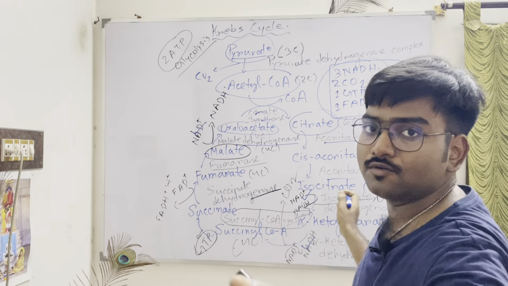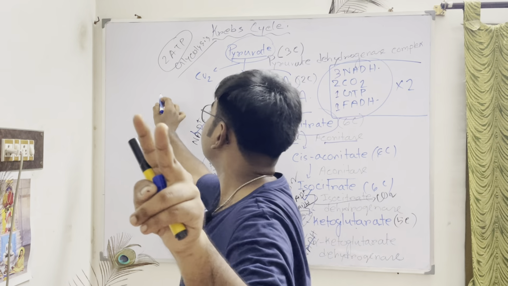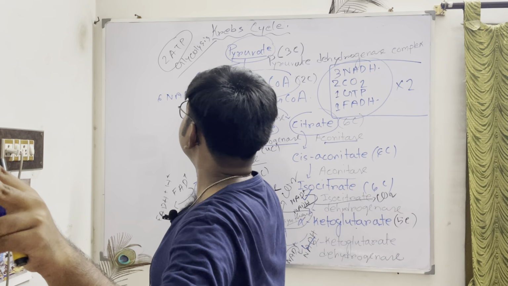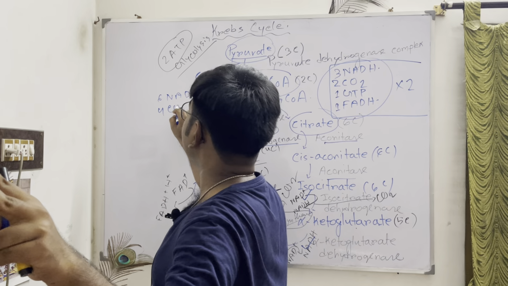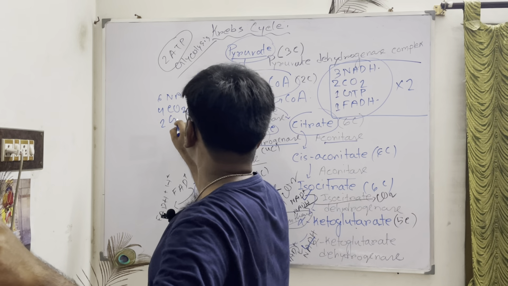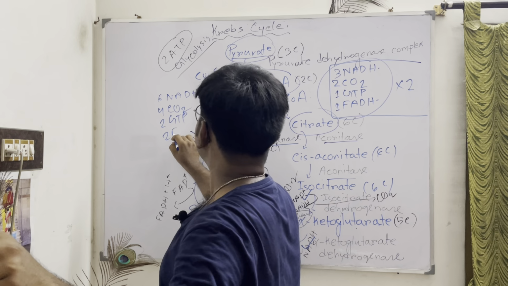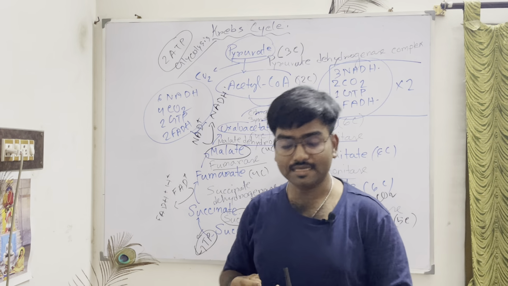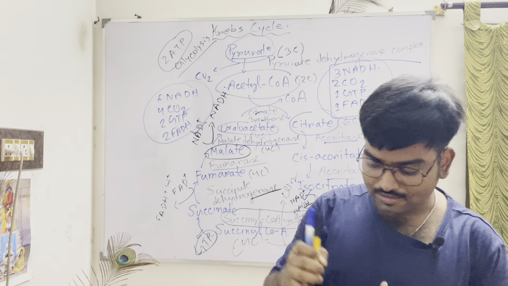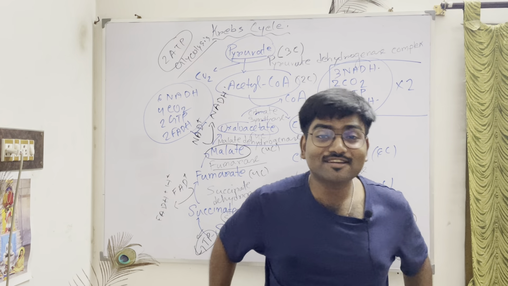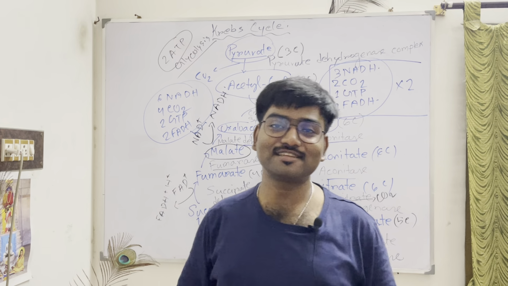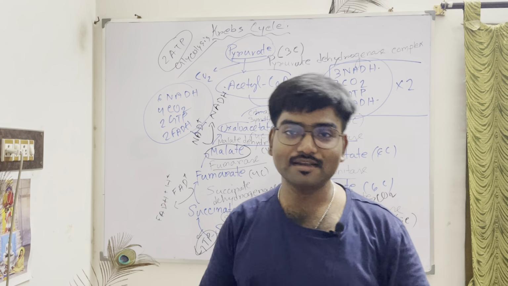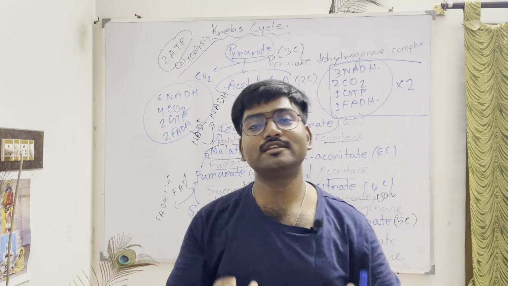So via the Krebs cycle, what is the final product? We are getting 6 NADH, 4 CO2, 2 GTP and 2 FADH2. Is it clear? This is the net gain of the Krebs cycle. Okay, I hope I have not spoken too fast, but I think this is the Krebs cycle, boys and girls. You go through it, it is very important.